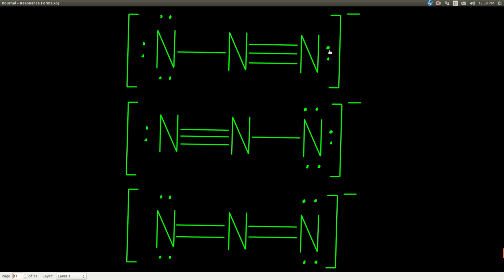This is if we take 2 lone pairs from the right nitrogen and make a triple bond. See, this nitrogen now sees 2, 4, 6, 8. This still sees 2, 4, 6, 8. And this sees 2, 4, 6, 8. Or we could have taken 2 lone pairs from the left nitrogen and made a triple bond here. Or we could have taken 1 lone pair from the left, make a double bond, 1 lone pair from the right, make a double bond. And so there are 3 equivalent resonance forms for the azide ion, N3-.